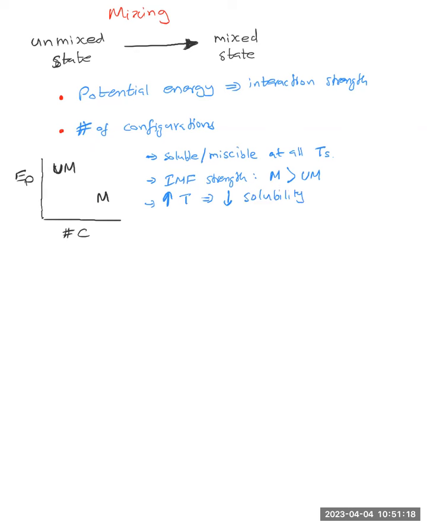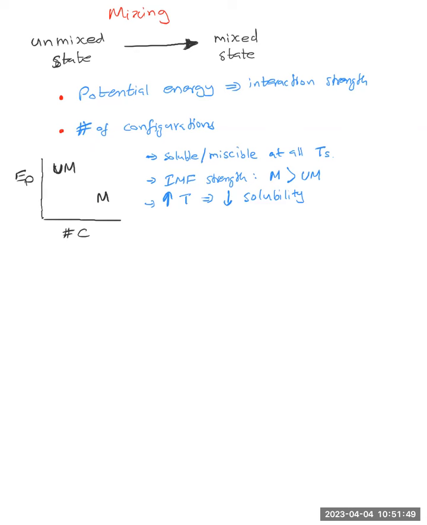Okay, why? Increasing temperature or high temperatures favor the state with high potential energy, which in this case is the unmixed state. Therefore, increasing temperature will start favoring the unmixed state rather than the mixed state. Therefore, it's going to decrease the solubility or decrease the mixing when you increase the temperature. Okay, so that is one.